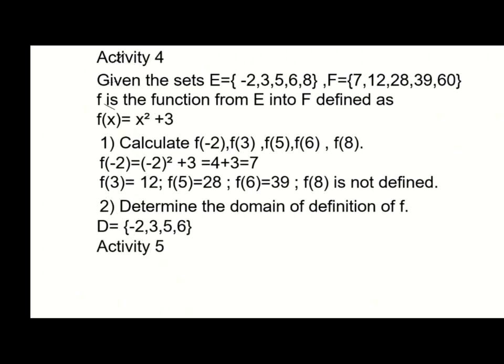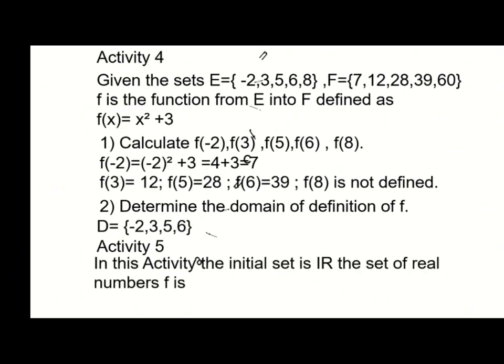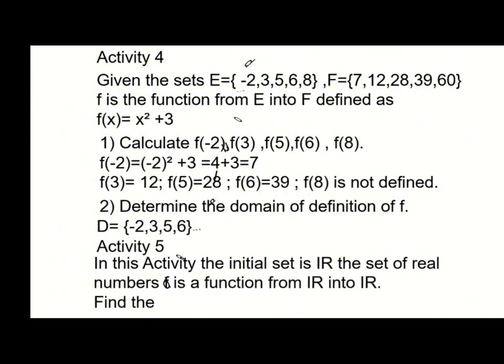Another activity. In this activity, the initial set is R, the set of real numbers. Also, the final set is the set of real numbers. For this reason, f is called a real function of a real variable. Okay? When the initial set is R and the final set is R, the function is called a real function of a real variable. Clear?